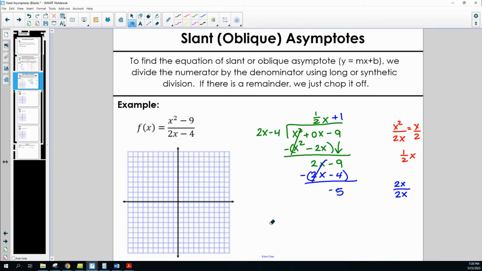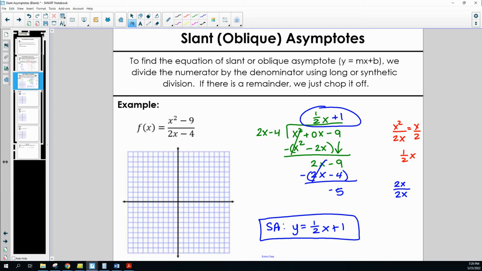So that means that our slant asymptote is going to be written as a diagonal line. So we're going to do y equals, and we're only going to look at what's on the top. Okay, so y equals 1/2 x plus 1. So this is our slant asymptote.